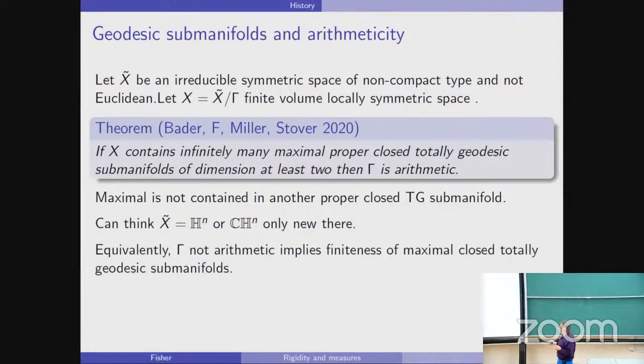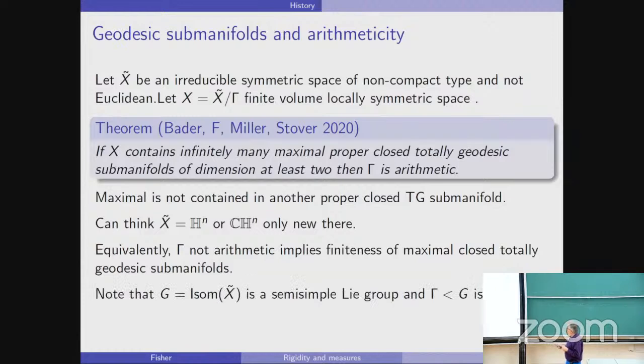It says if you take a lattice that isn't arithmetic in one of these 2 things, then there's some sort of finiteness of maximal closed, totally geodesic submanifolds, which maybe resembles very vaguely the finiteness of periodic orbits that we saw in Dujardin's lecture.